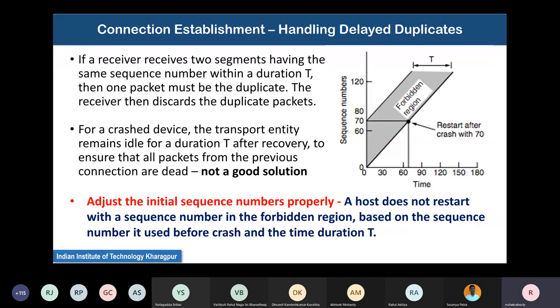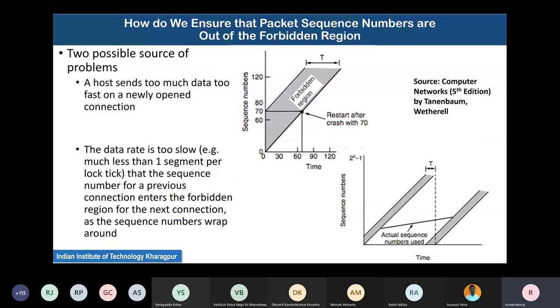Now, the solution is you have to adjust the initial sequence numbers properly, as we mentioned in the slides before. How to do it? There are two ways. Again, there are two possible ways of problem. One is in a new connection, the host sends too much data too fast so that it overlaps with the newly opened connection. What does it mean?